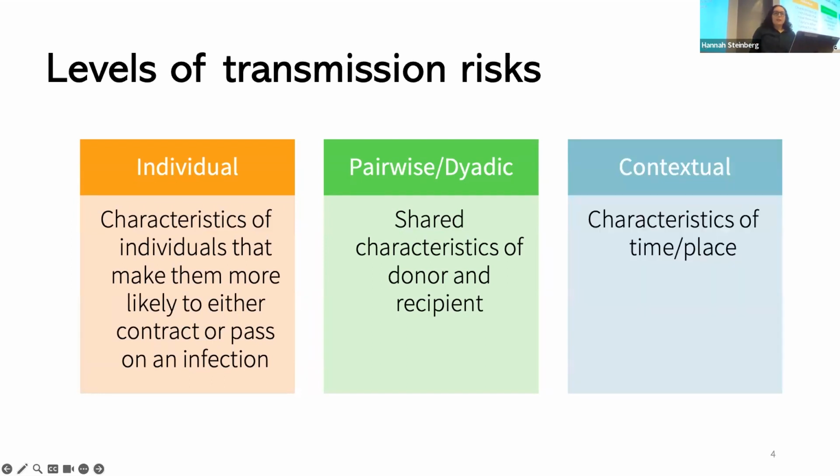And then you have these contextual or systemic risk factors, which are the characteristics of a time or place where an infectious disease is transmitted. So that could be like the age structure of a population. It could be that there's an outbreak of an infection at a specific time or place, and that will increase each individual's risk of getting infected.